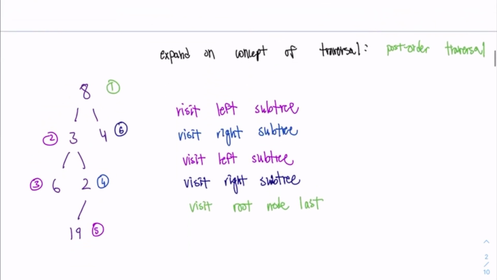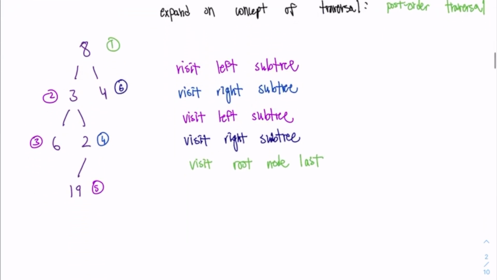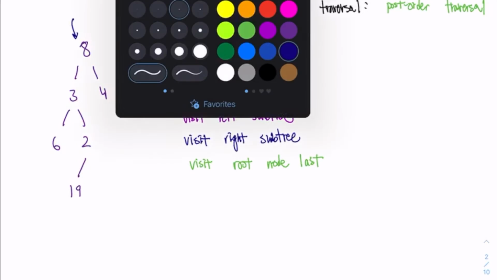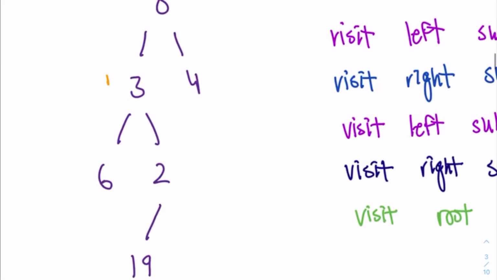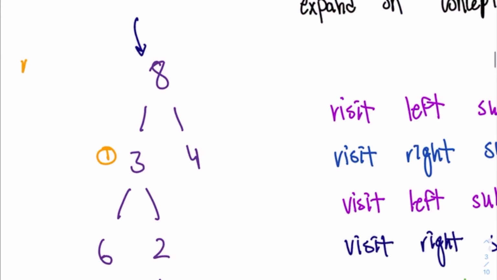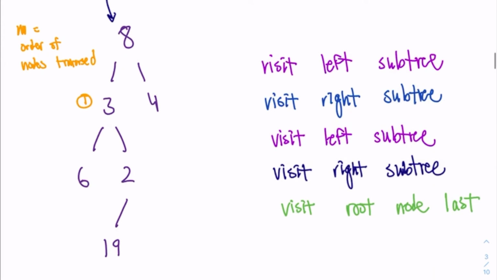This is going to be a post-order traversal because we visit the root node last. So we're going to start by visiting 3 first. Let me write the order. 3 will be visited first, and orange equals the order of nodes traversed. So 3 is visited first, then 6, and then we go up to 3 and down to 2, and then 19 is finally traversed. So that's the left subtree.